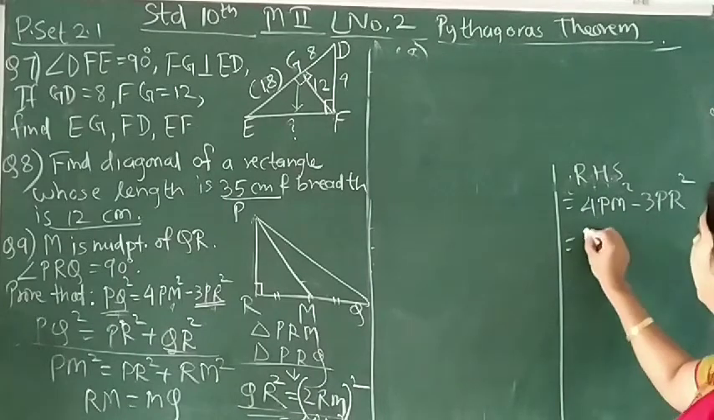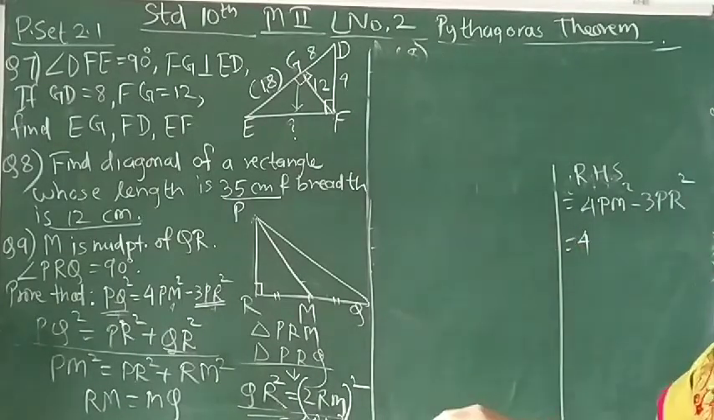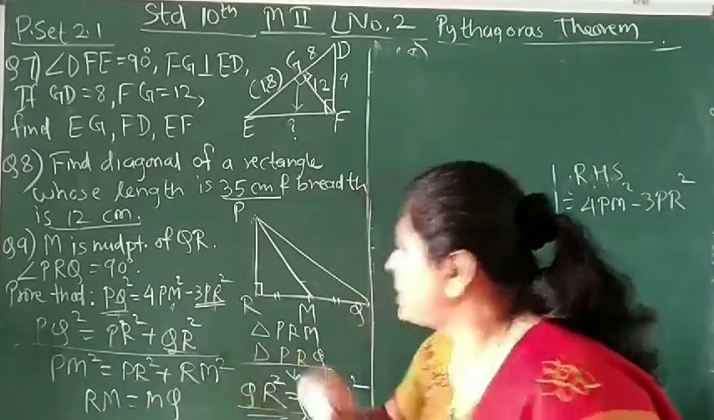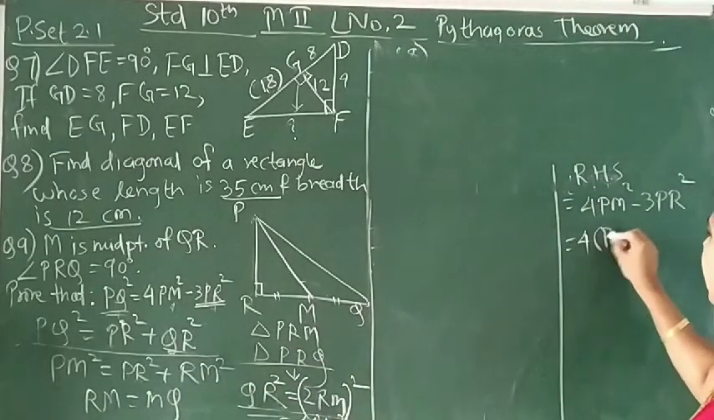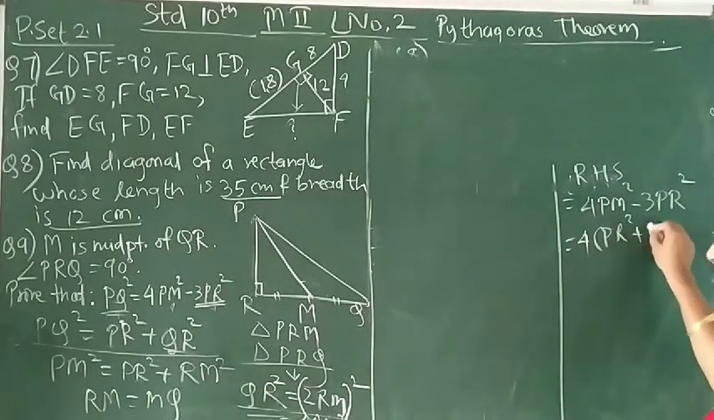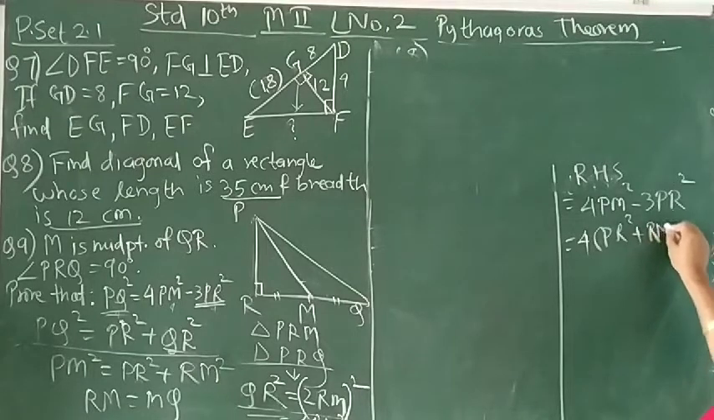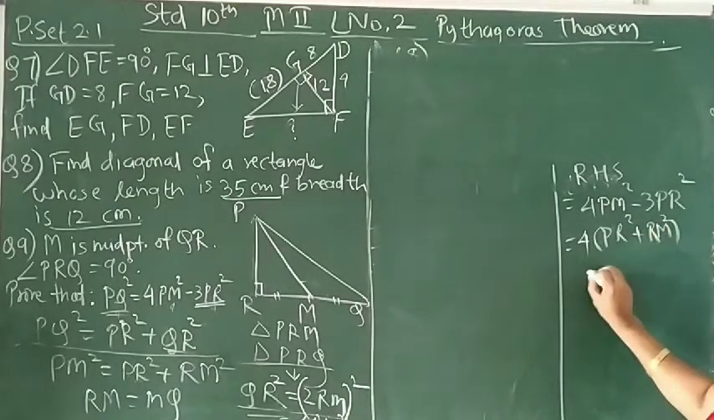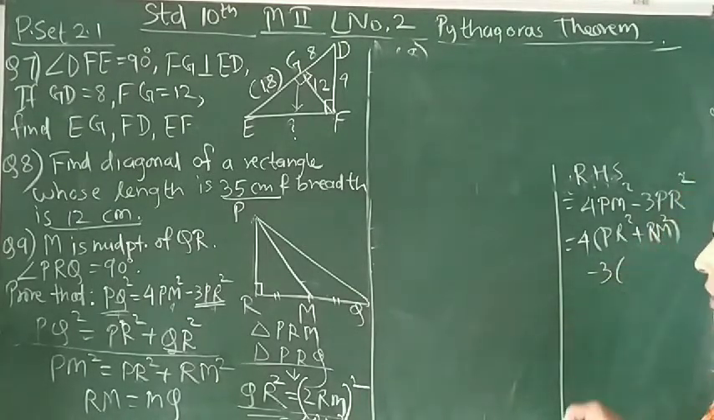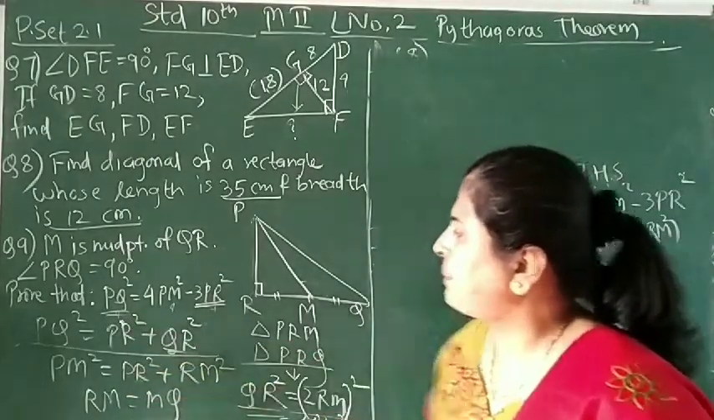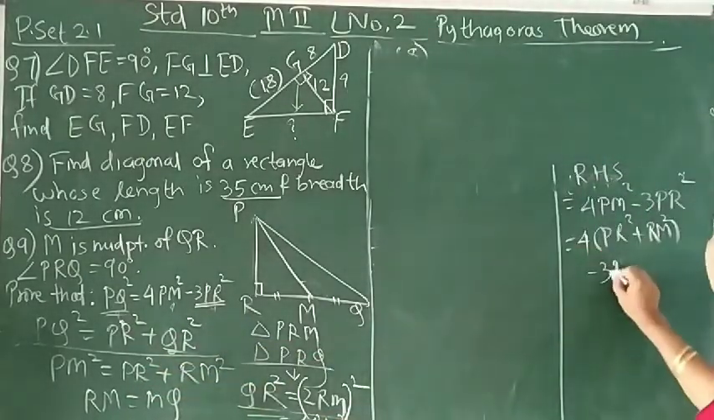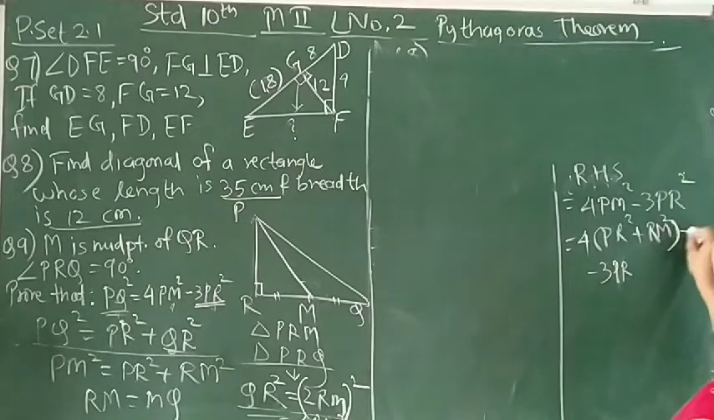So 4 times PM square. What is PM square? PM square is PR square plus RM square. So it is 4 times PR square plus RM square minus 3 times PR square. Now PR we do not have any separate value, so let it be 3 times PR square as it is. So 3 times PR square, let me write over here only.